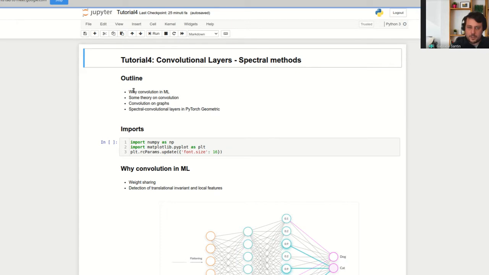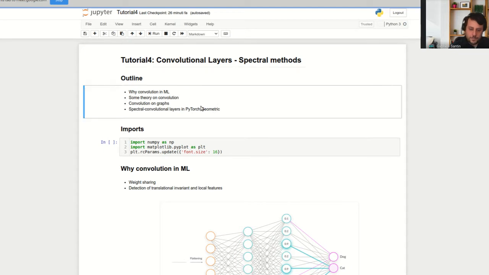Okay, so the outline today is first to give a very brief idea of why convolutions are used in machine learning. There are plenty of things, we could have a sequence of tutorials only on this. And then I would like to discuss some theory on convolution. I hope to convince you, if you don't know it already, that convolution is a nice thing to have in a deep learning model, but having it on a graph is not immediately clear. So we need some theory to see what can be extended. And then I will talk about how to use this theory of convolution on graphs to define some convenient layers in PyTorch Geometric.